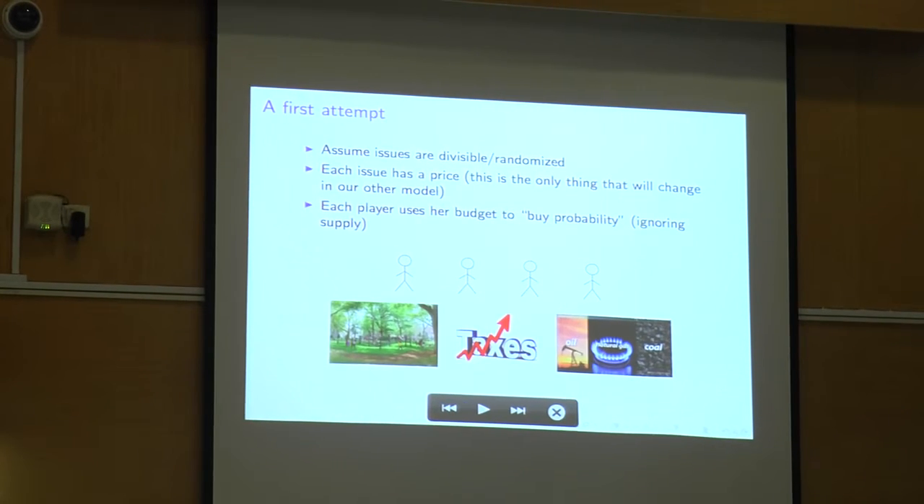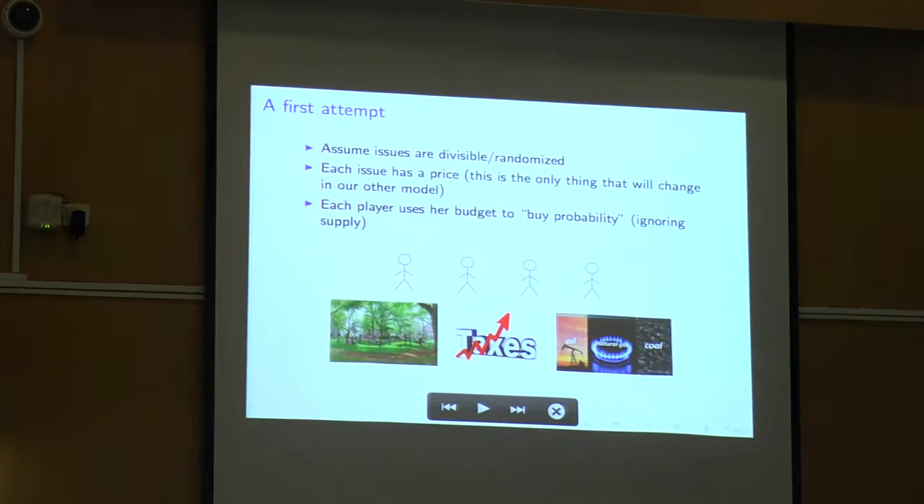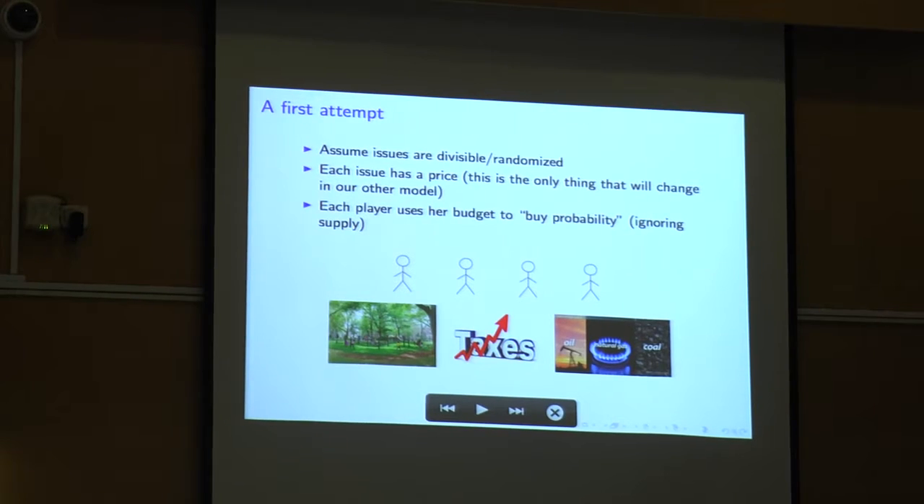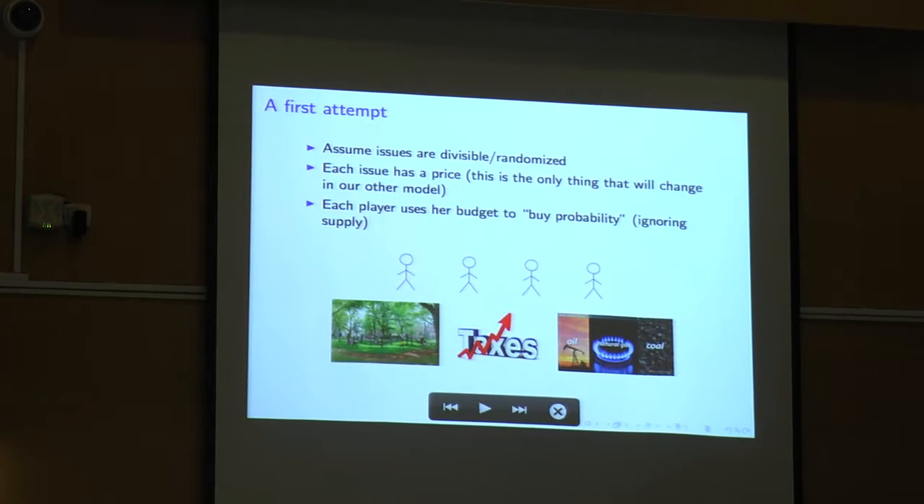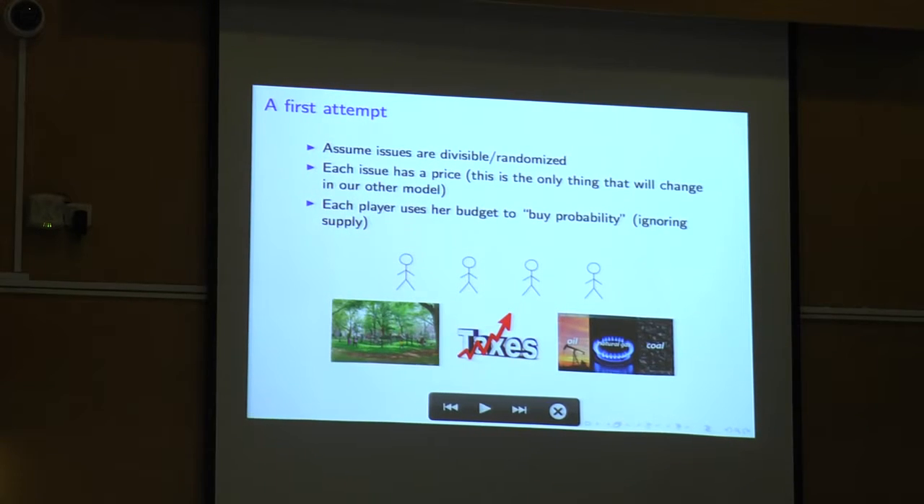You assume there are many, many issues. Instead of goods, you have issues. Let's assume these issues are divisible or randomized. Each issue has a price. So this is the only thing that will change; there's going to be no other model. And each player is given $1.